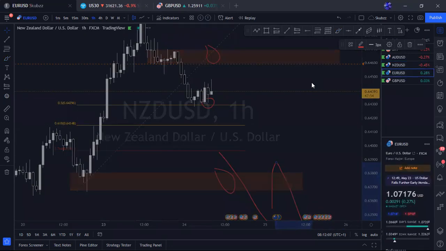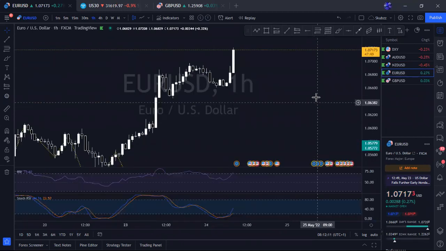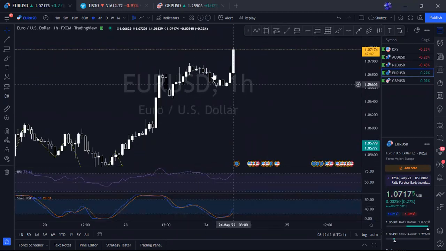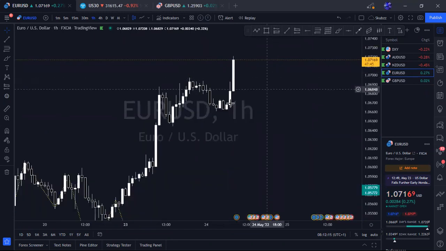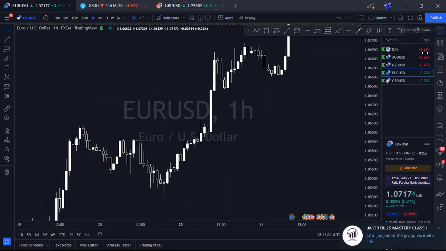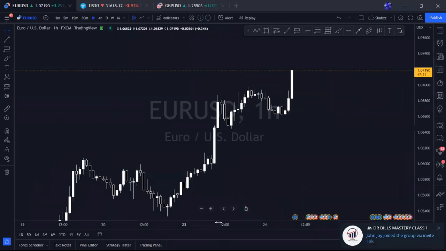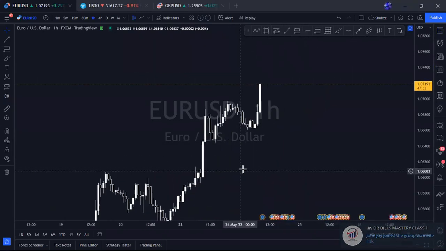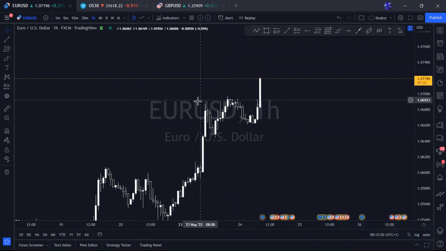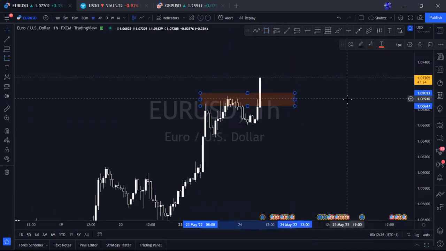Let's go to EUR/USD. Let me check my RSI. EUR/USD, this is where it becomes interesting. This is really interesting. Let's see. We just broke structure to the upside, yeah? But me, I feel this candlestick is just bluffing. It's because of the news.